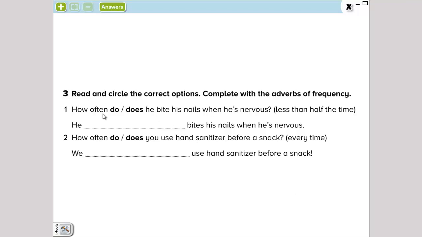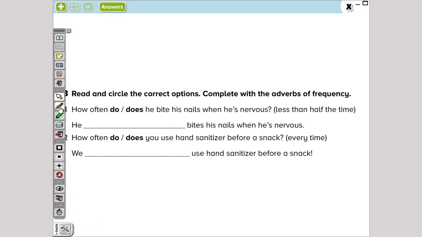Number 1, how often, do or does. ¿Qué usamos con he? Do or does. Esto ya lo hemos visto en clase, ahorita en clases virtuales. Lo hemos visto bastante. ¿Qué usamos con he? Do or does? Does, right? Remember, we use does with she, he, or it. Con he, she, or it usamos does. Y con I, you, they y we usamos do. Ok, pero ahorita como es he, usamos does.